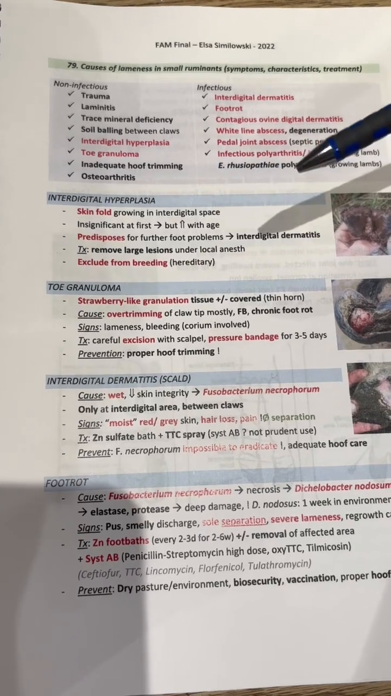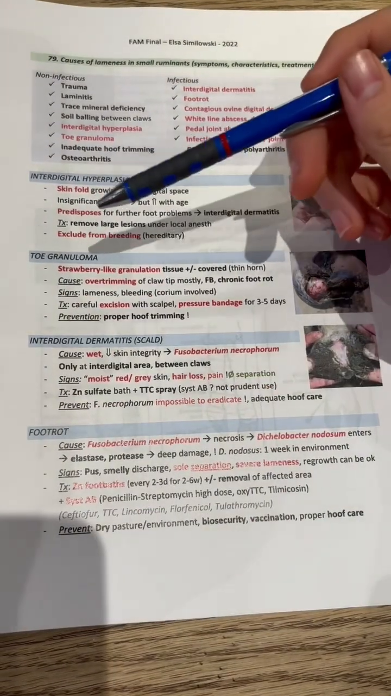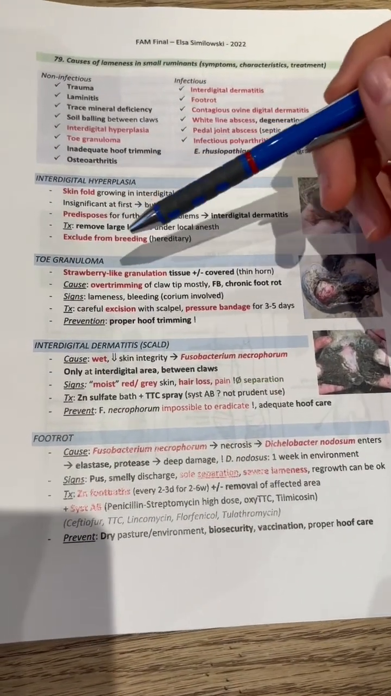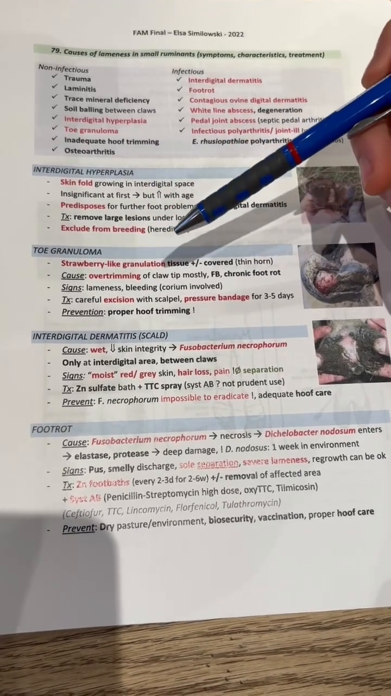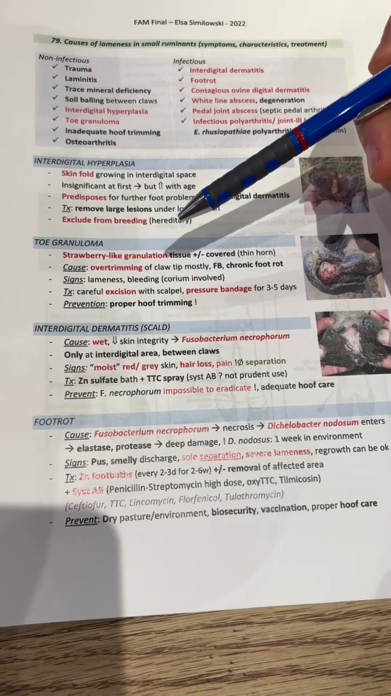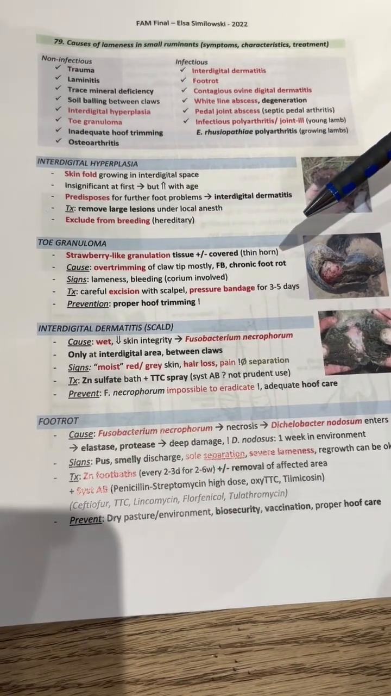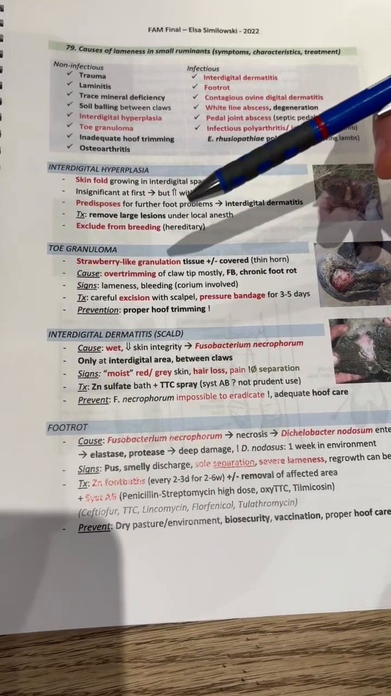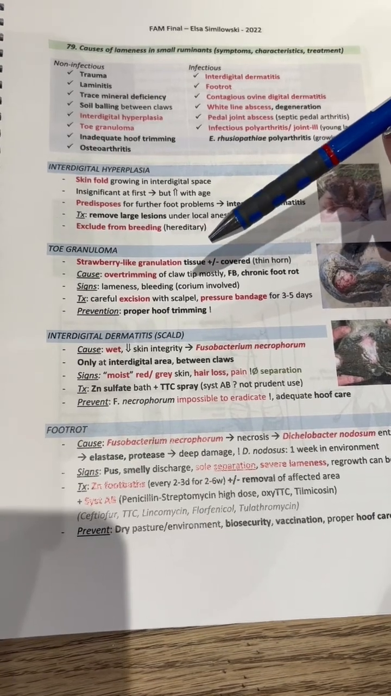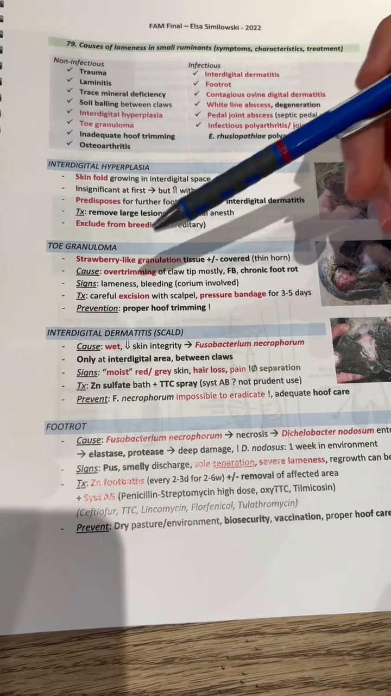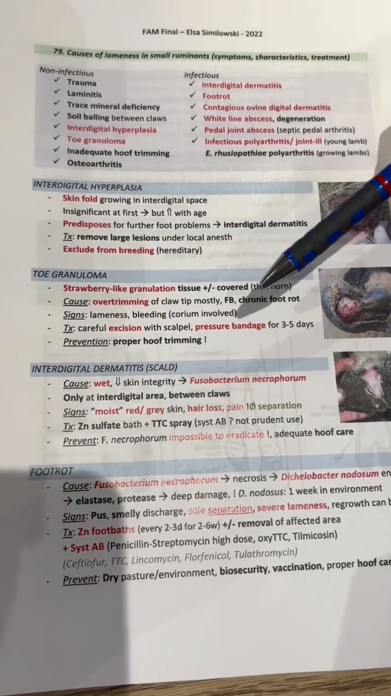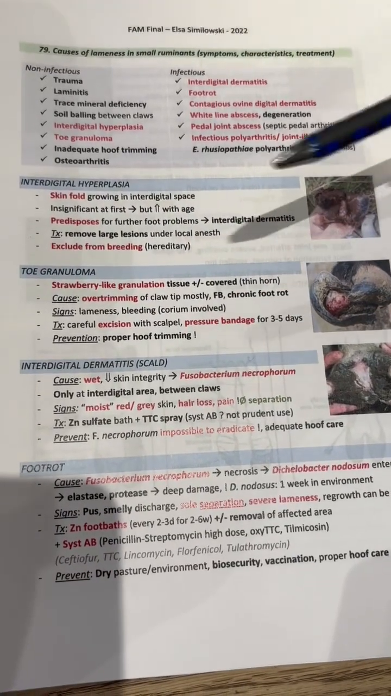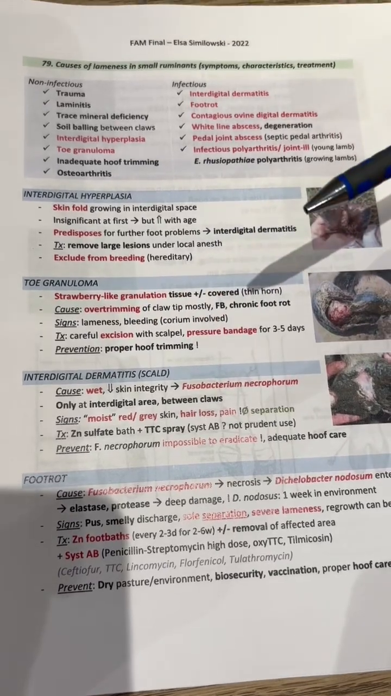because it's hereditary. For a toe granuloma, this is a strawberry-like granulation tissue, and the cause is over-trimming of the claw. It can also be caused by foreign bodies and chronic foot rot as well. The signs are lameness and bleeding of the corium. For the treatment, have careful excision with a scalpel, and put a pressure bandage on for 3 to 5 days. And for prevention, have proper hoof trimming.